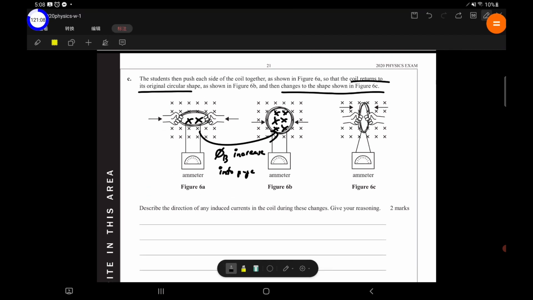However, in figure 6c, the area now decreases again. So now there's less area, there's less scope for the magnetic field lines to actually pass through. So now the flux has decreased back again. So we have an increase, then we have a decrease again.